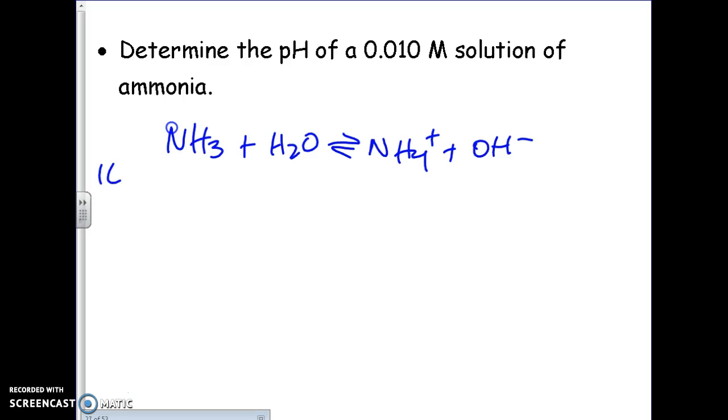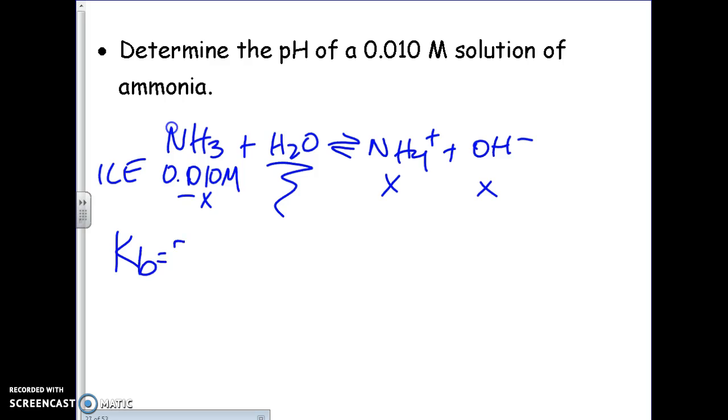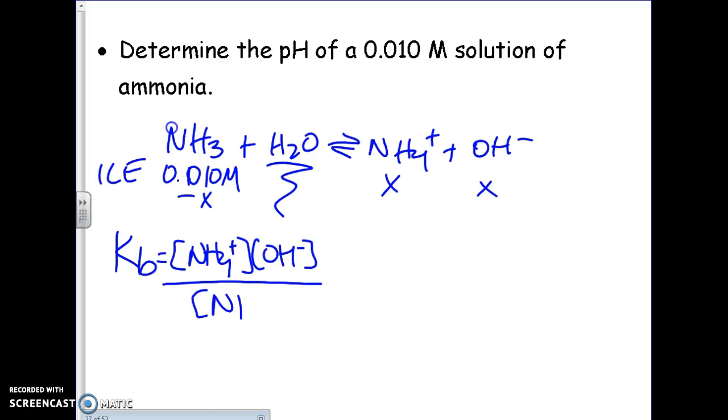setting up our ICE here, and I'm going to modify my ICE box to make it a little smaller. 0.010 molar for ammonia, 0 and 0 for both of our products. We know that we're subtracting ammonia by X. Water is a pure liquid, so we ignore it, and we are making X amounts of both products in ICE. The KB expression is ammonium times hydroxide over ammonia.